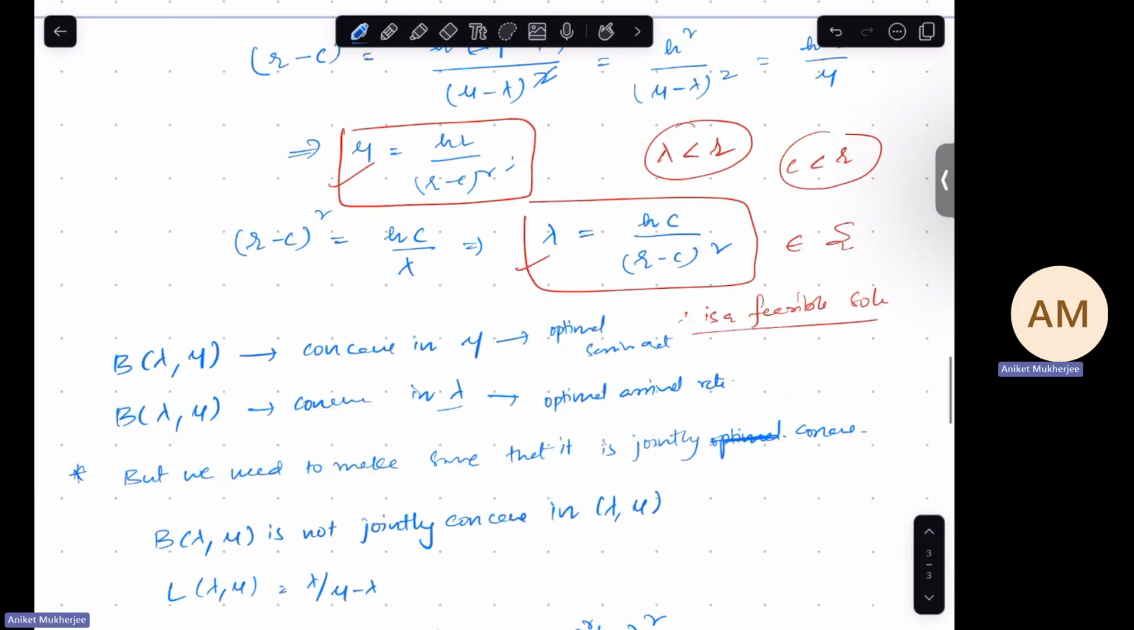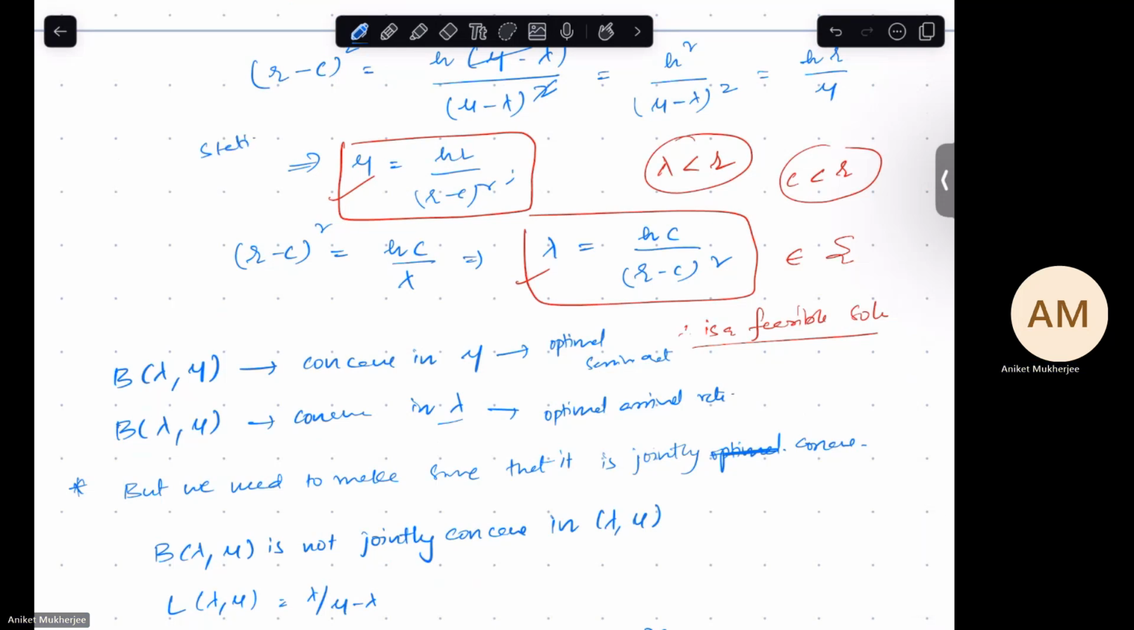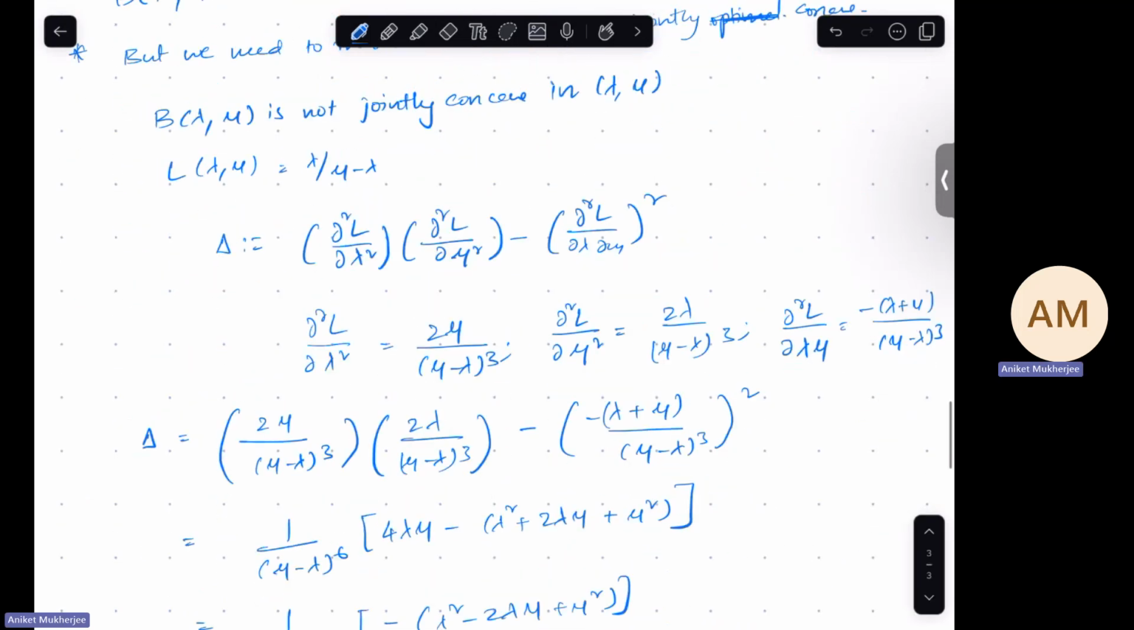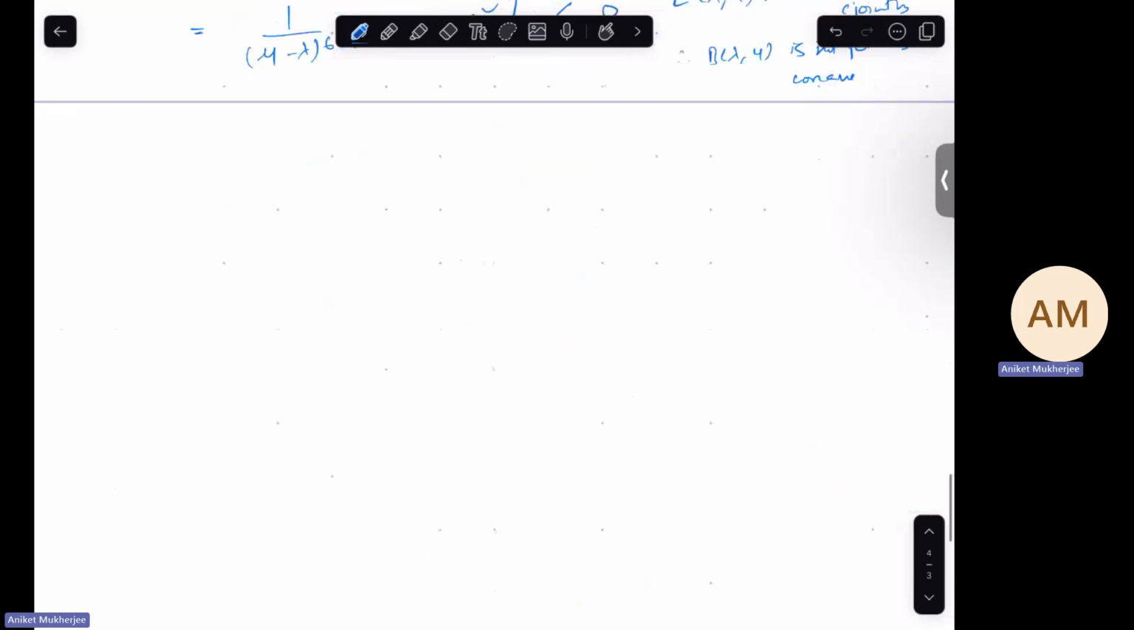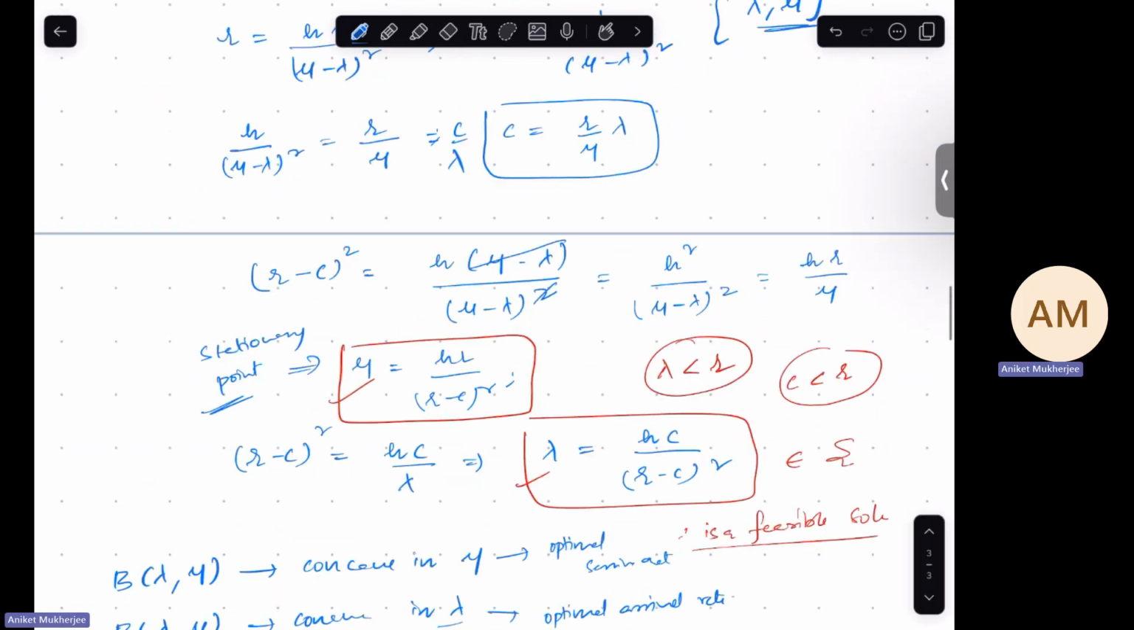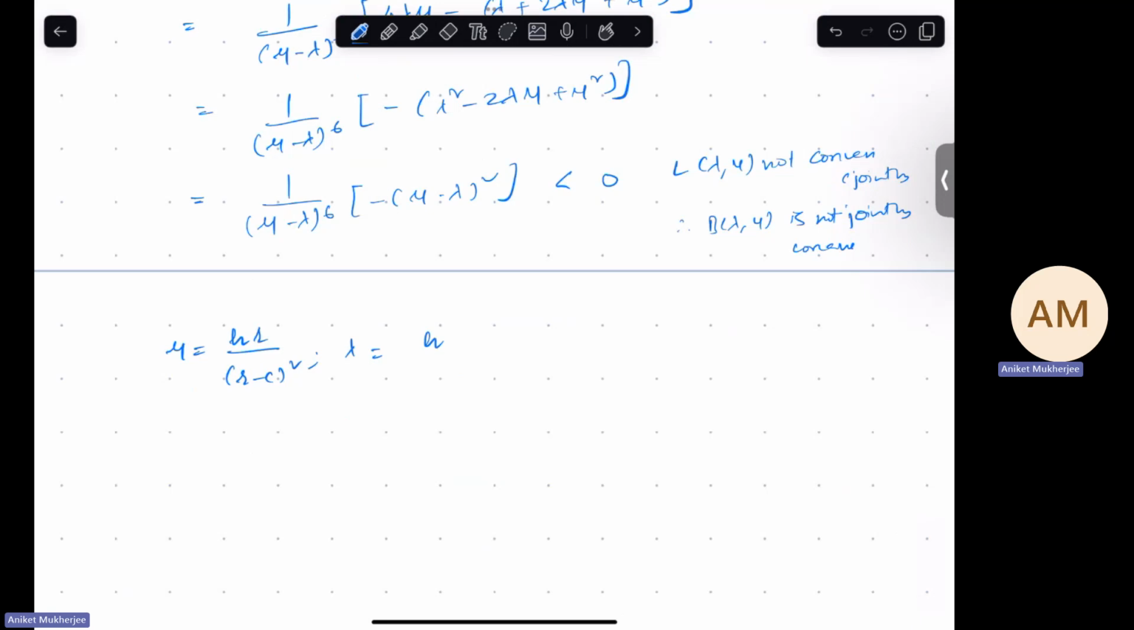So the stationary point that we have identified here necessarily does not yield the global max, right? So just to understand that, we'll try to put these 2 points. So what are these 2 points? Mu equal to HR by (R minus C) whole squared, and lambda equal to HC by (R minus C) whole squared, right? We'll put these 2 points in the cost function B of lambda.